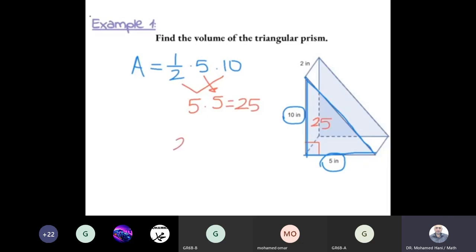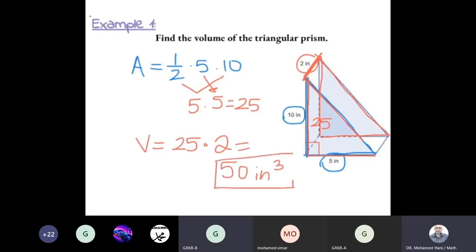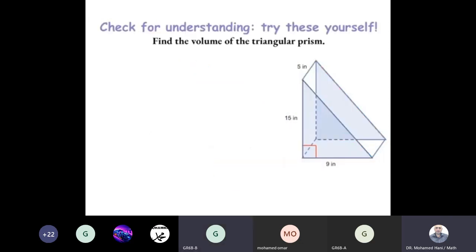Now we have to multiply the triangular side with the height, or the space between the triangle in the front to the triangle in the back. And the size between that is 2. So we multiply 25 times 2 to find the volume of the whole prism, which gives us 50 inches cubed. Try this one yourself to check for understanding.